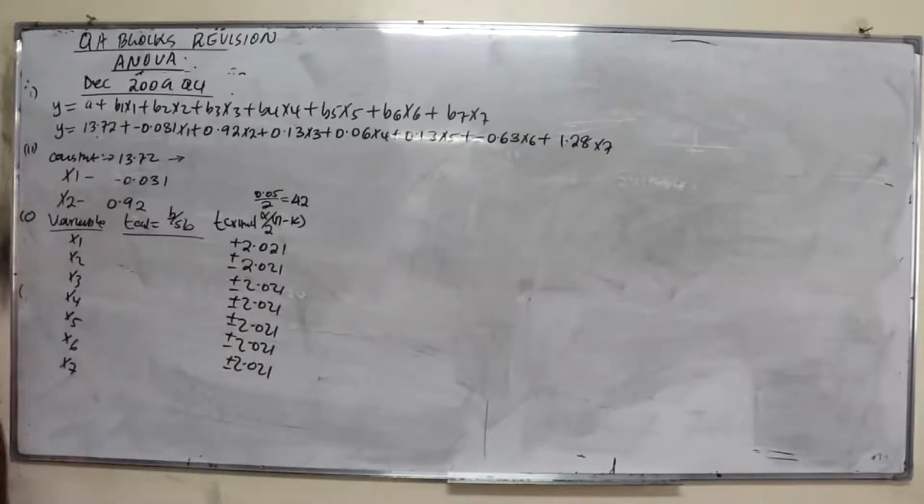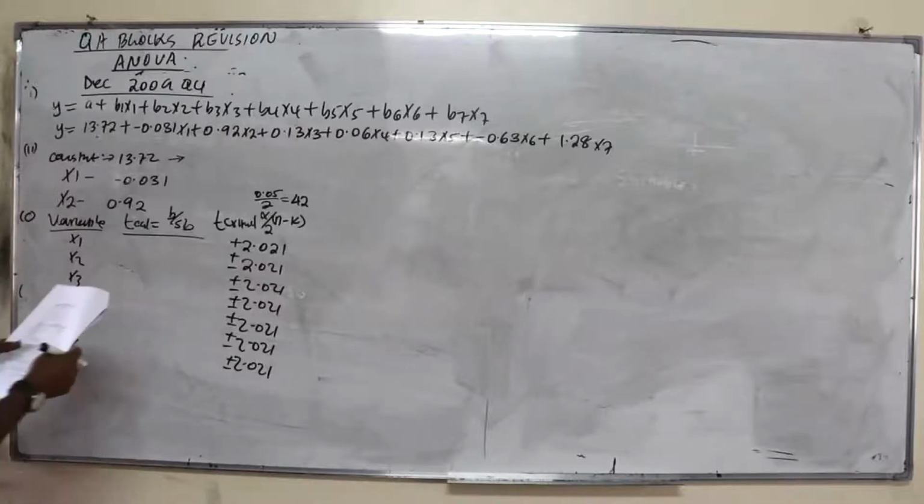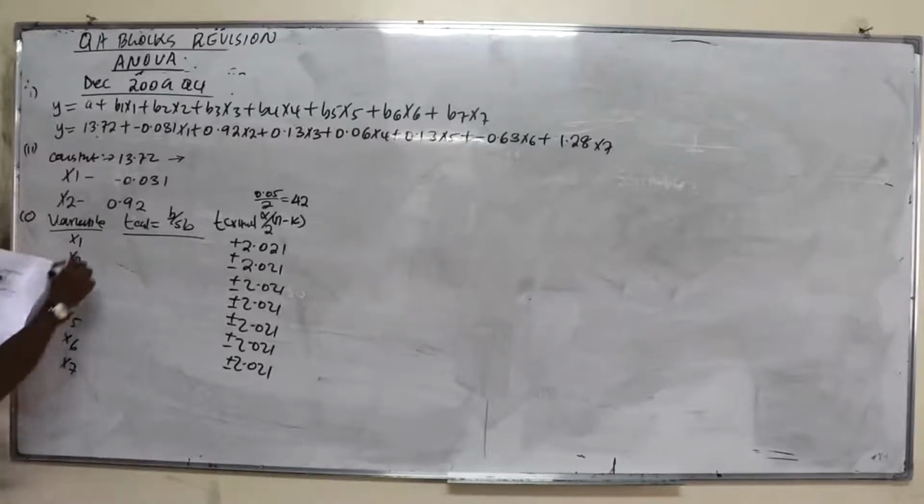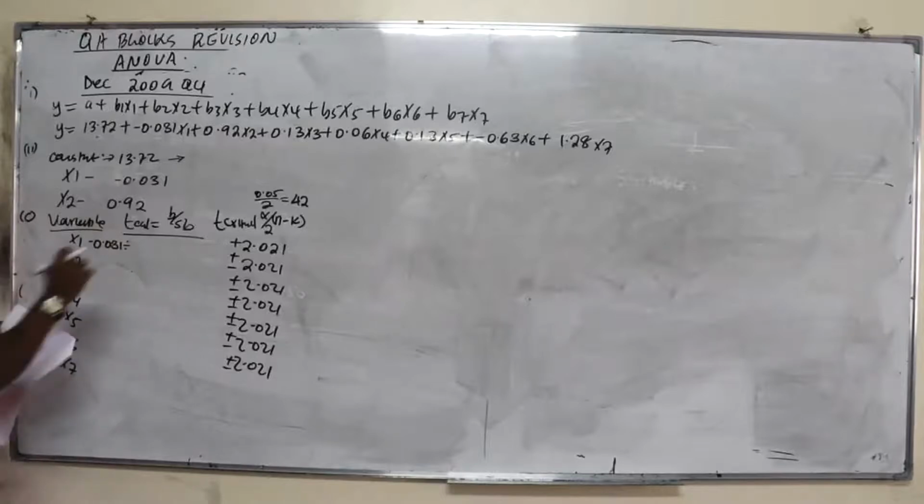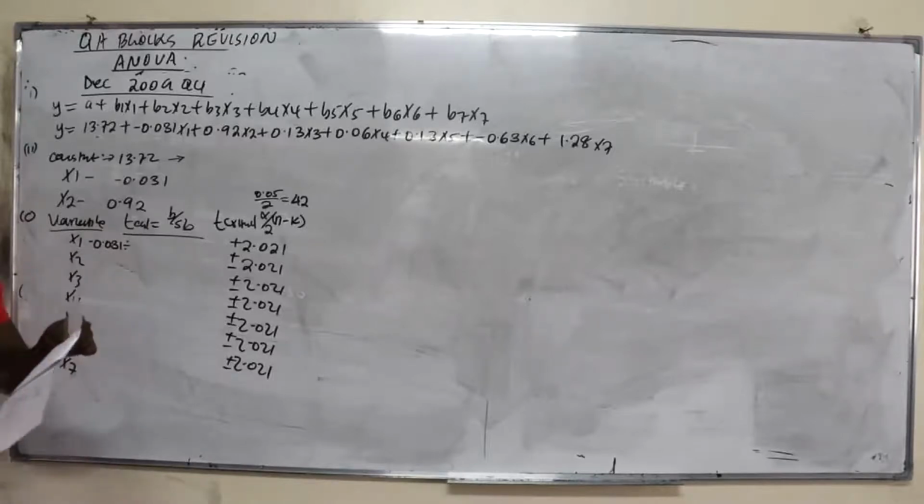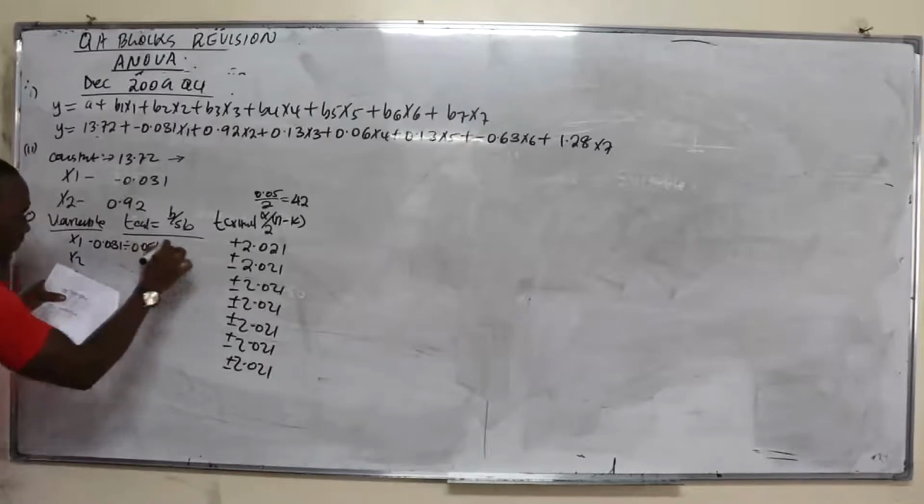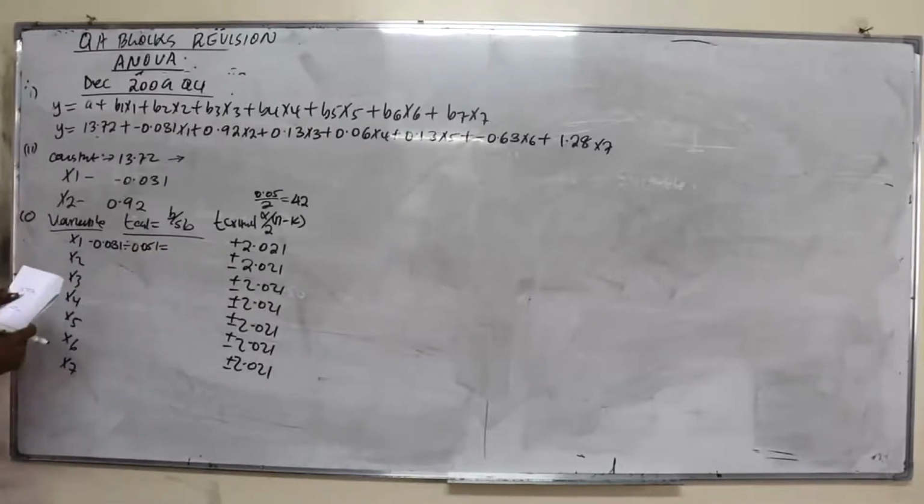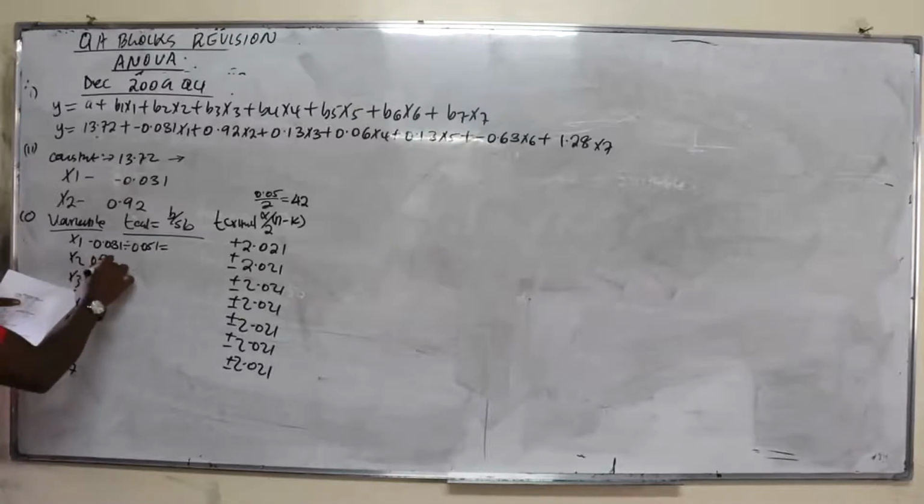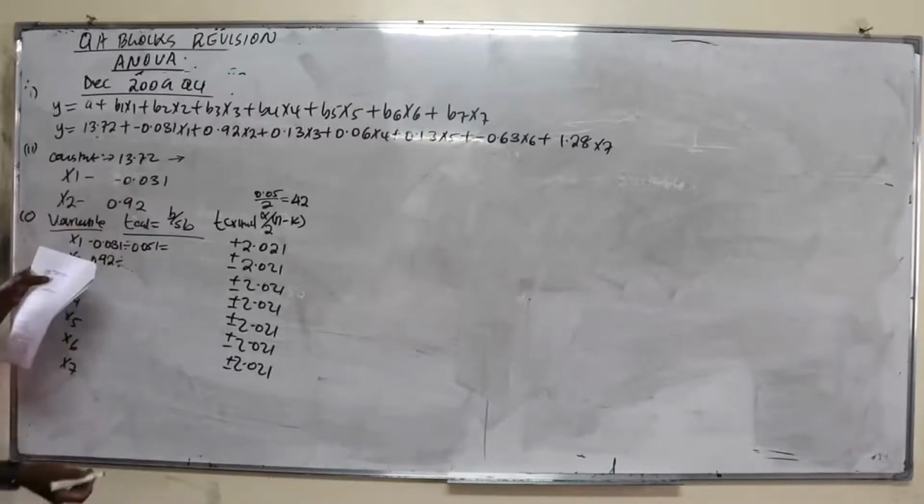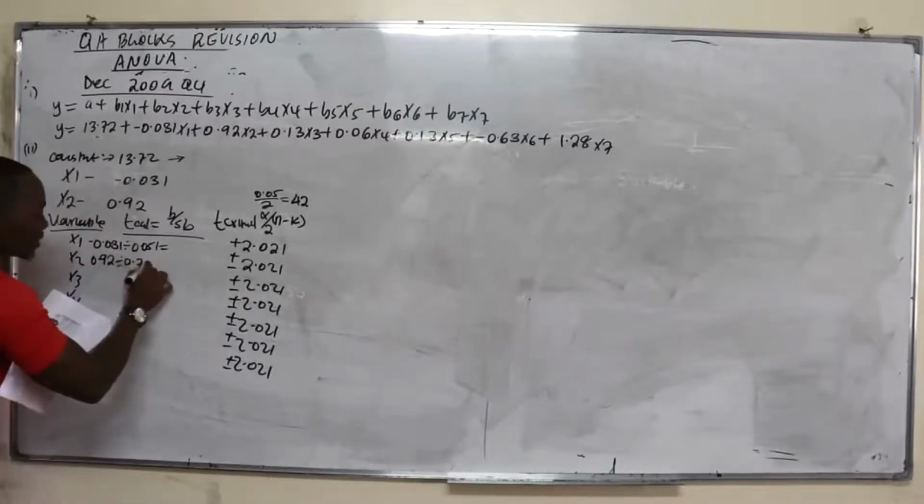Now let's get T calculated, B over SB. Let's start with variable X1. Its B is negative 0.031. You divide by SB. Its SB is 0.051. For X2, you'll take 0.92 and divide by its SB, 0.72. So let's be quick.